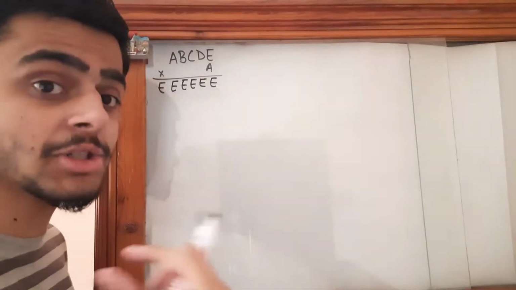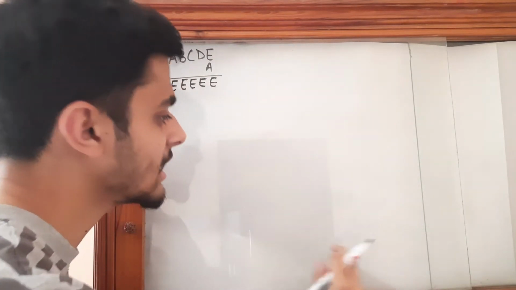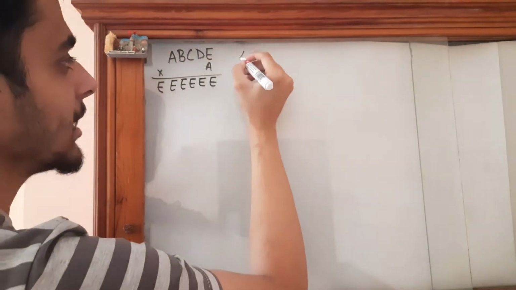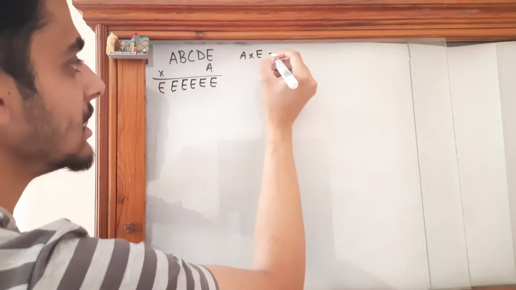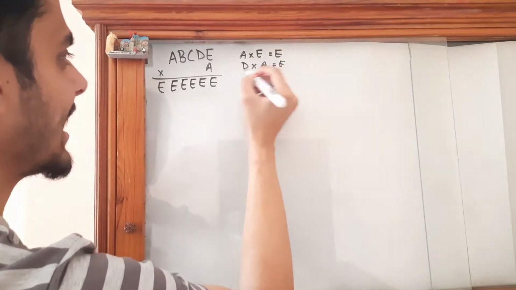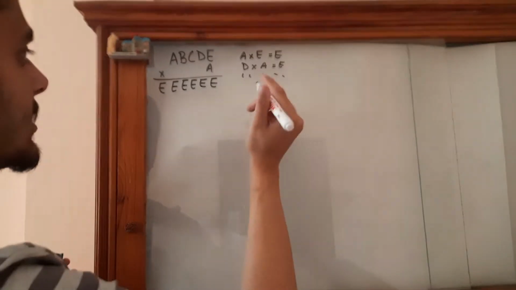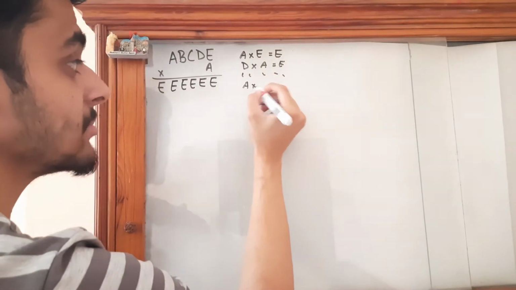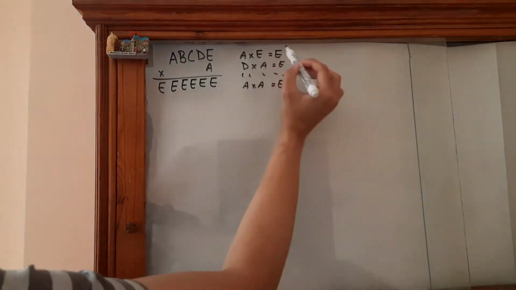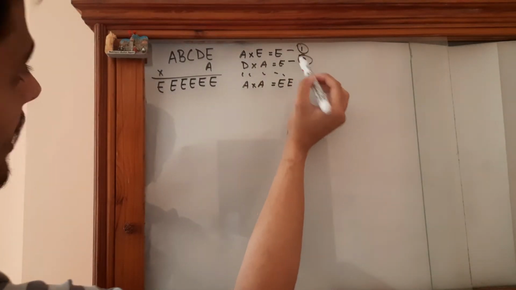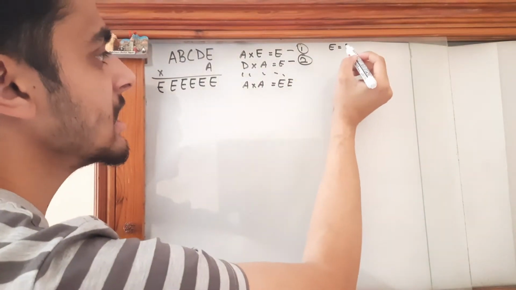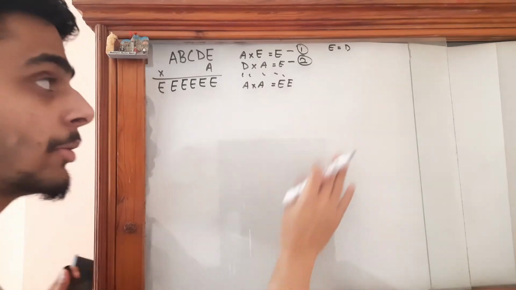I'll tell you what my first approach was, what I found on the internet, and how I solved it. In the beginning, I thought of doing this: A times E, I thought it to be E. And D times A is equal to E, and so on. I'm not going to write for B and C, it's going to be too long. And then I thought A times A is equal to EE. Let's say this is equation 1 and this is equation 2. If you divide both of them, then you're going to get E is equal to D and all that. But that's not the way you do it.